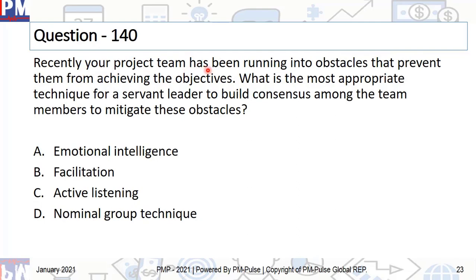Recently, your project team has been running into obstacles that prevent them from achieving objectives. What is the most appropriate technique for a servant leader to build consensus among the team members to mitigate these obstacles? A, emotional intelligence, B, facilitation, C, active listening, and D, nominal group technique.